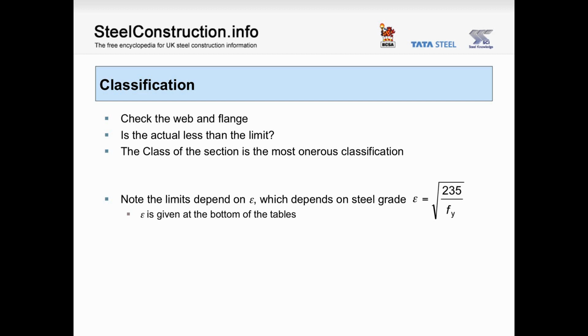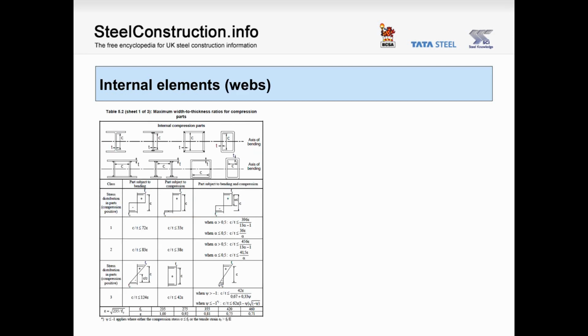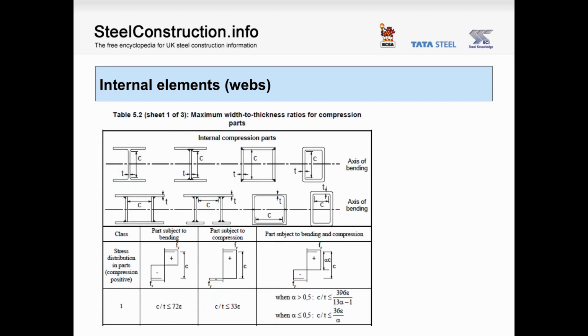The limits generally depend on epsilon, and epsilon is related to the grade of steel, but along the bottom of the table on each one of those sheets we have the values of epsilon for the various different yield strengths of steel. So here is a typical example, this time for webs of rolled sections.